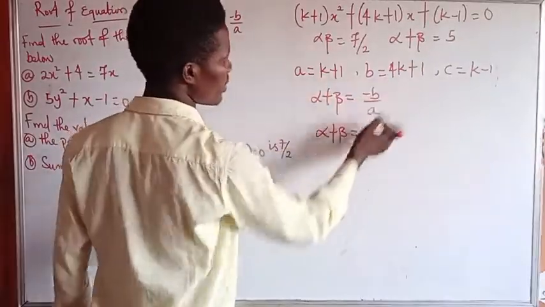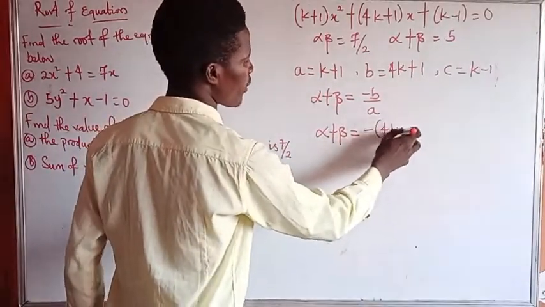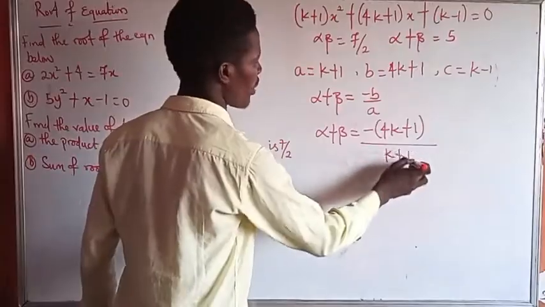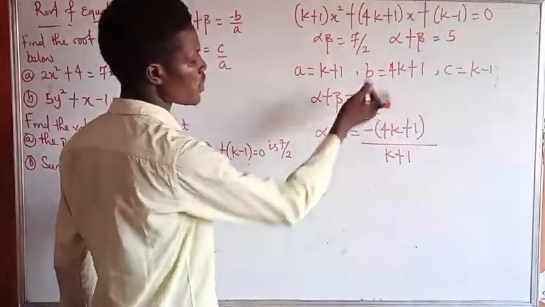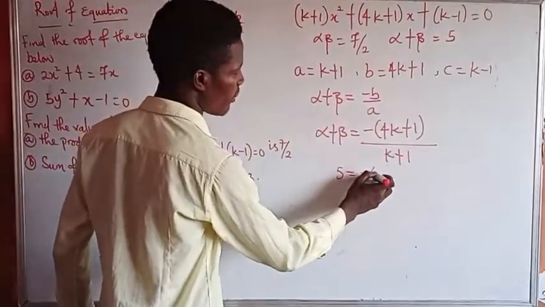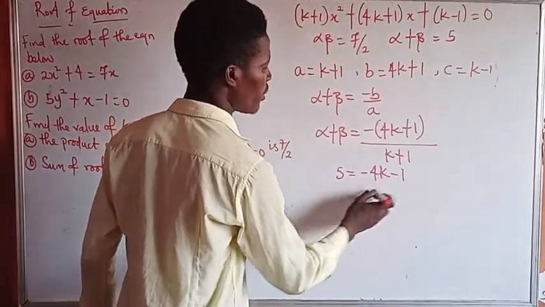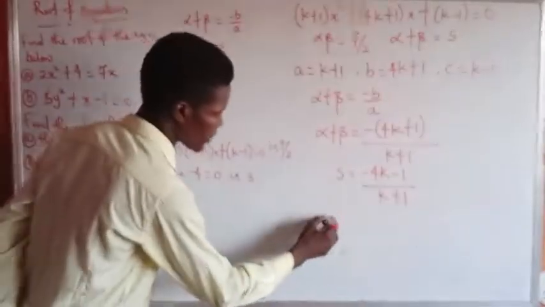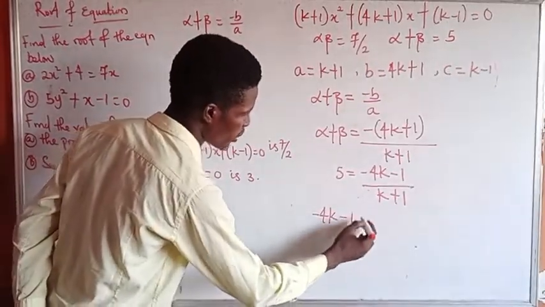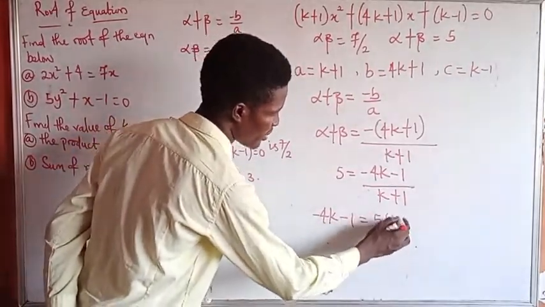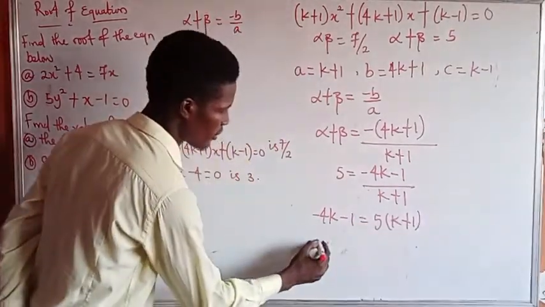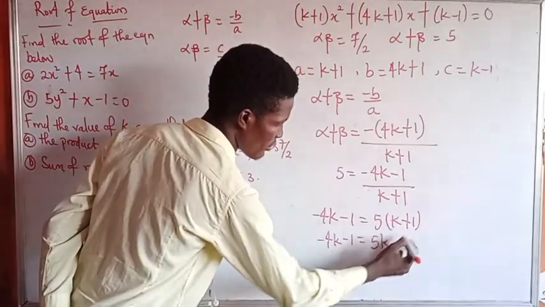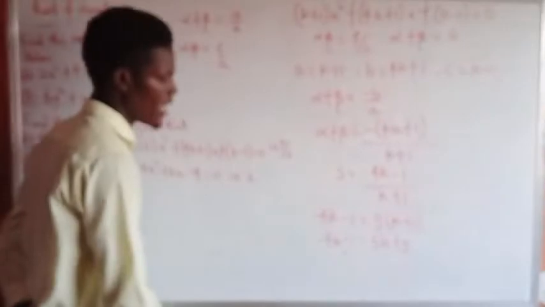And sum of roots will now be, what's my b? My b is minus open bracket 4k plus 1 all over my a, which is k plus 1. And they said that the sum of roots is 5. So that would be 5 equals minus 4k minus 1 over k plus 1. So cross multiply, we have minus 4k minus 1 equals 5 open bracket k plus 1. Alright, so that will be minus 4k minus 1 equals 5k, 5 times 1 will give us 5.